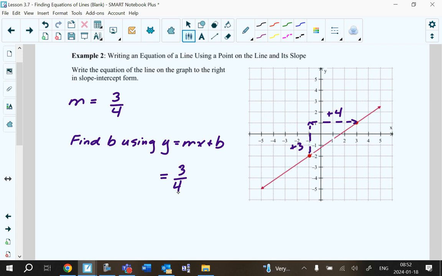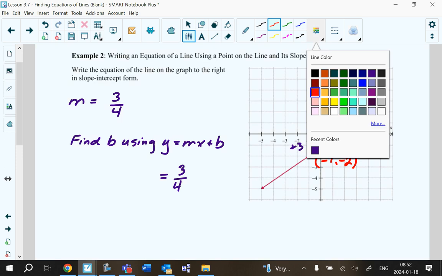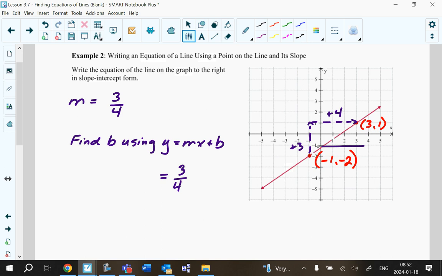They have to. Okay. So you can either use the point 3 comma 1, which that one is, or you can use this point, which is negative 1 comma negative 2. I kind of like all the positives, because generally positives are a little bit easier to work with than negatives. So I'm going to use this point.